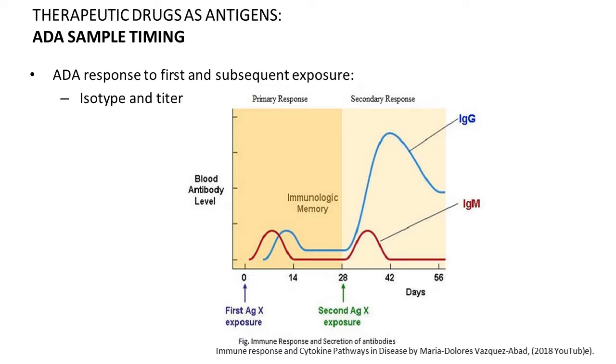Now, some of the drugs are administered more frequently than what this particular dose is showing. And when that happens, then what you can see is a titer booster much faster than in the case of doses that could be a month apart.